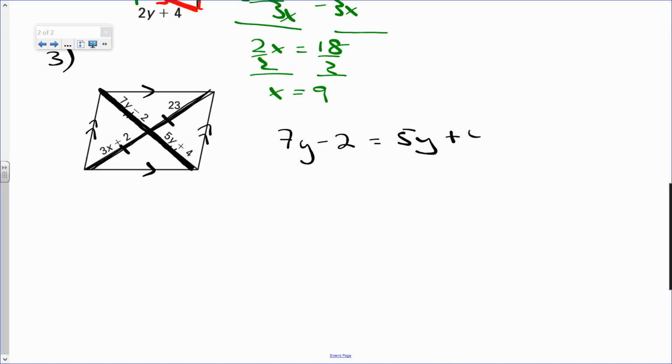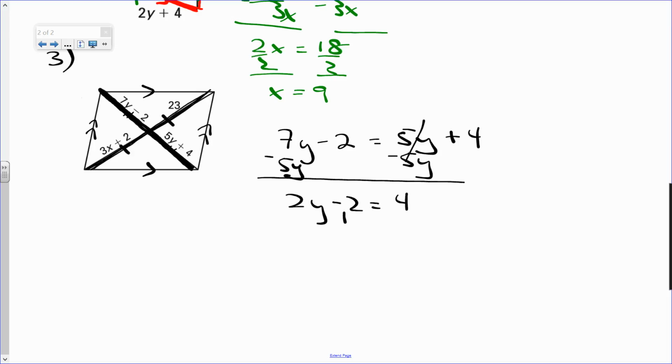Again, the logic we're using is the logic provided by theorem 6.5. The diagonals bisect each other. They chop each other in half. So you have two resulting segments congruent. So the rest is algebra like we've been doing. Let's subtract 5y from both sides. So we get 2y equals 6, divided by 2, y is 3.